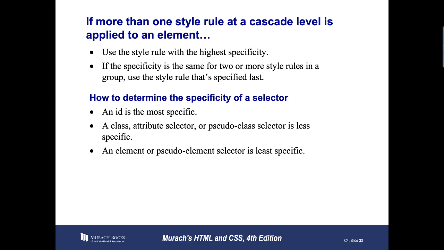These selectors have weights. And depending upon their specificity, their weight, different things may override certain things in CSS. So an ID is the most specific, right? Remember I told you that IDs can only apply to one specific thing. A class, attribute selector, or pseudo class selector is less specific, and an element or pseudo element selector is least specific, right? So if you just code a selector in your CSS for a paragraph, that's the least specific, as opposed to using a class or an ID.